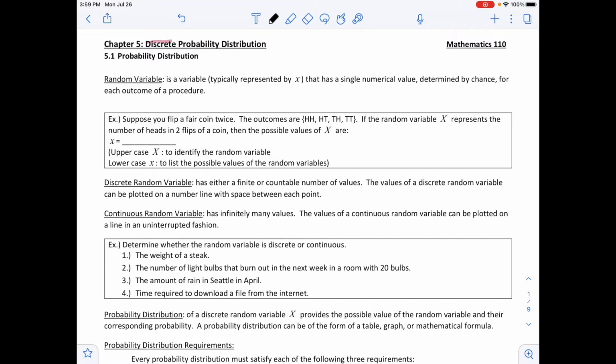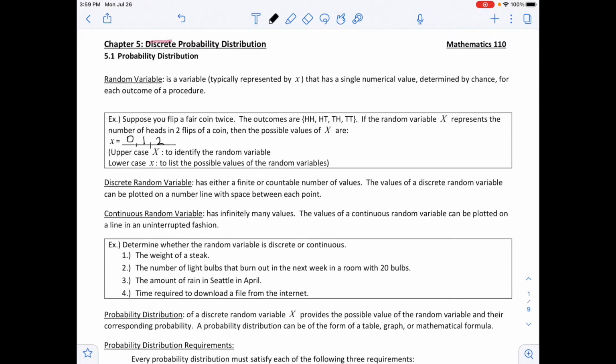A random variable is a variable, typically represented by an x, that has a single numerical value determined by chance for each outcome of a procedure. So for example, suppose that you flip a fair coin twice. The outcomes are either going to be heads, heads; heads, tails; tails, heads; or tails, tails. If the random variable x represents the number of heads in the two flips of the coin, then the possible value of x would be either 0, 1, or 2 possible heads when you flip that coin twice.